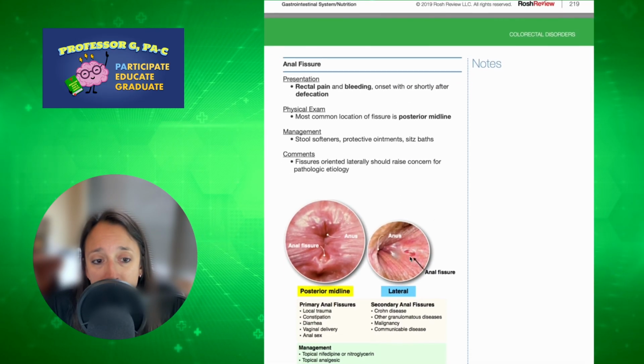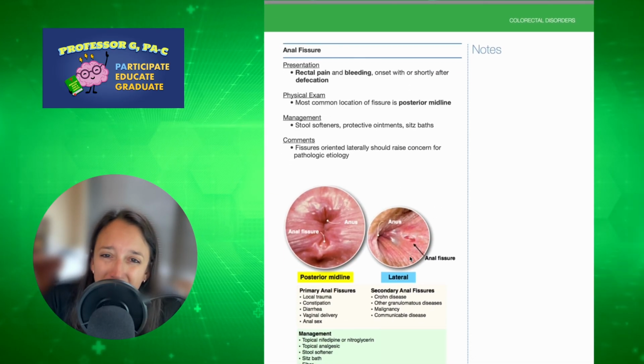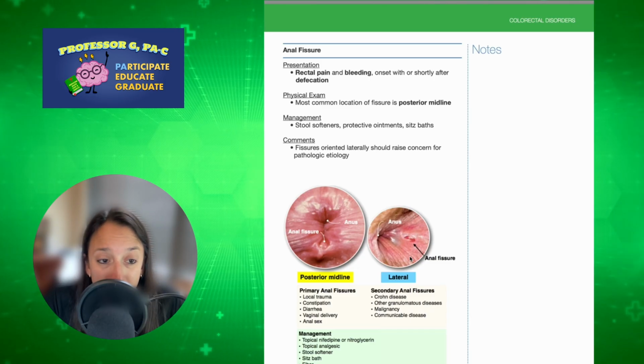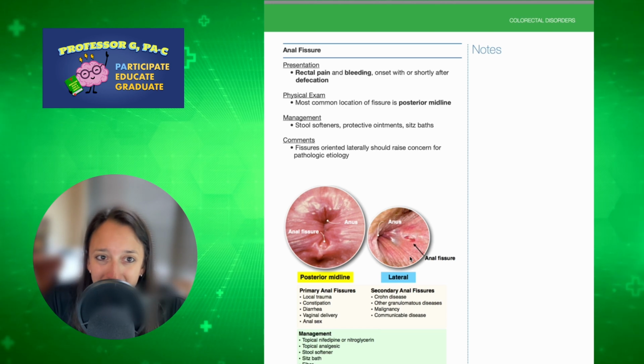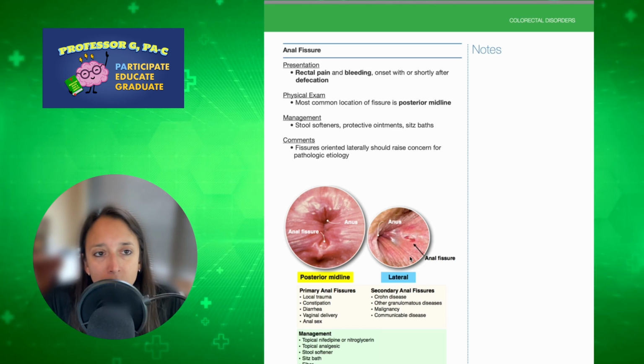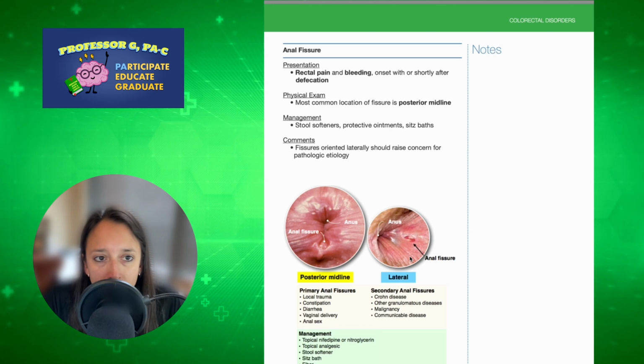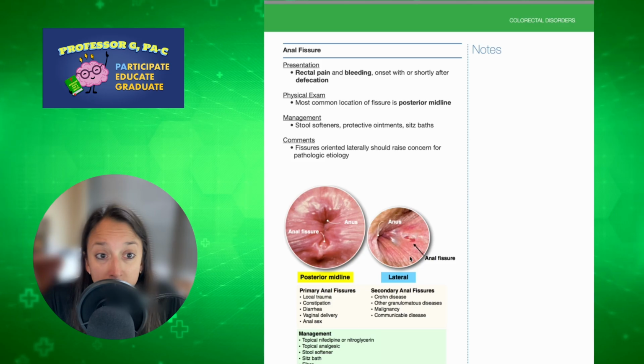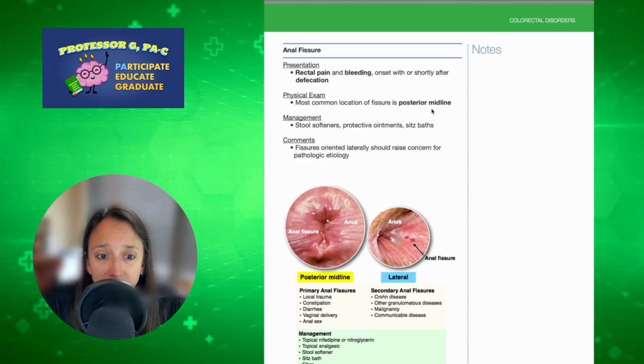All right, anal fissures. So anal fissures are basically like little paper cuts or cuts around the anus, and they can be very, very painful. Paper cuts are small, right? But they hurt a lot and they can bleed. So think of that when you think of anal fissures. Very pesky. They can cause rectal pain, bleeding, and it usually happens right after defecation, especially with straining. And it's most often posterior midline.